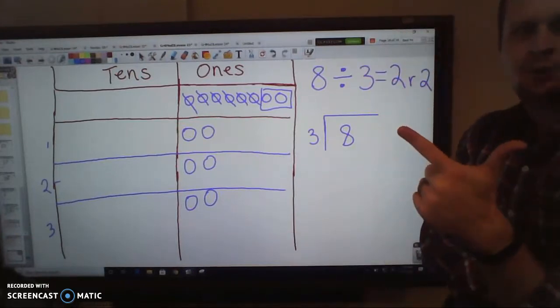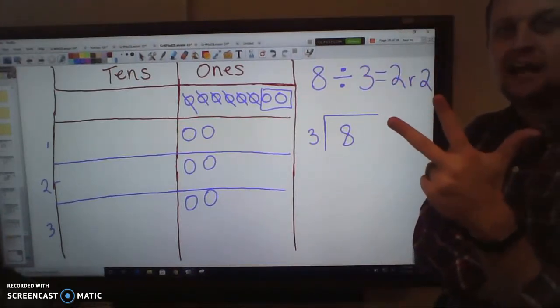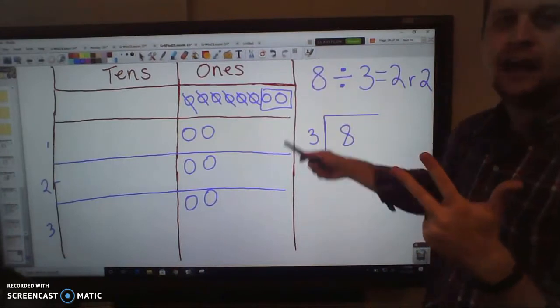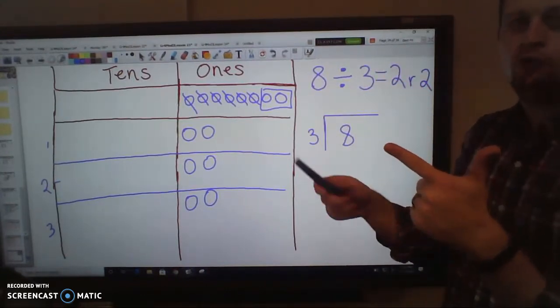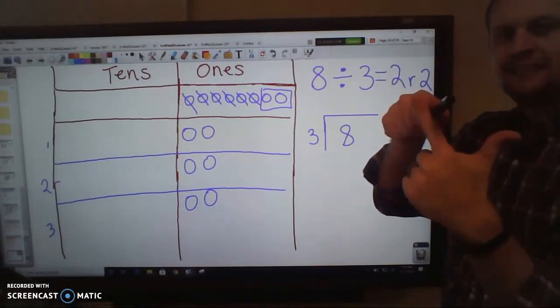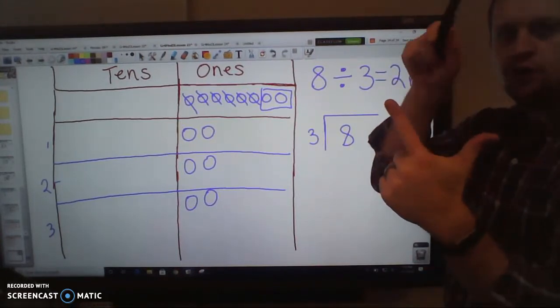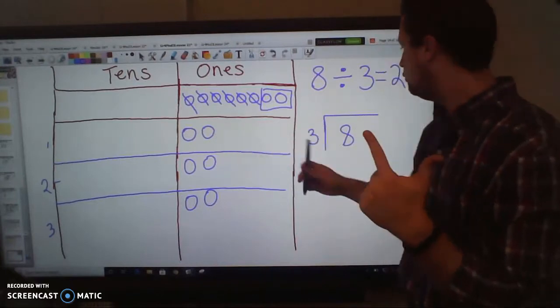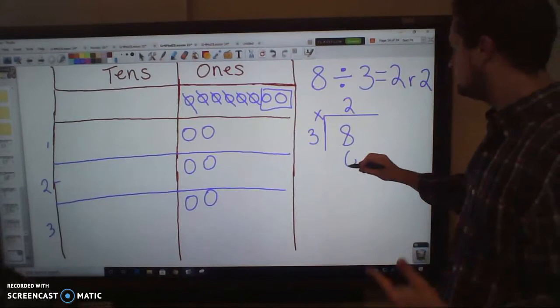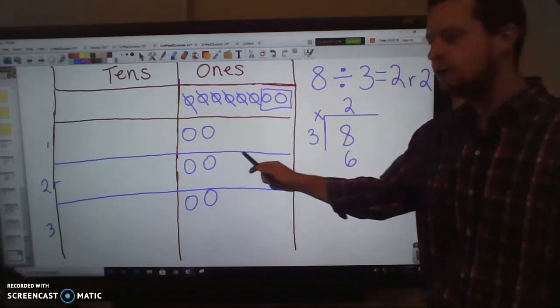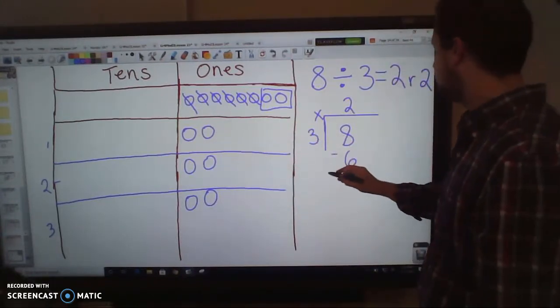Well, my next multiple is 3, 6, 9. We don't have 9. We only have 8, which means we can't go over. So it would be 3, 6. So how many groups is that? 1, 2, which is what we came up with. 3 times 2 is 6, which is the total amount that's in here. 8 minus 6 is 2.